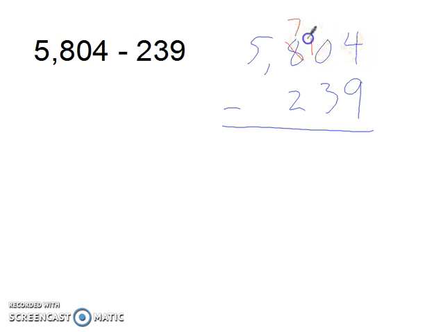The 4 comes back. Now he can borrow from the 10, which makes him go to a 9, and the 4 now has 14. 14 minus 9 is 5, 9 minus 3 is 6, 7 minus 2 is 5, and 5 minus nothing is a 5.